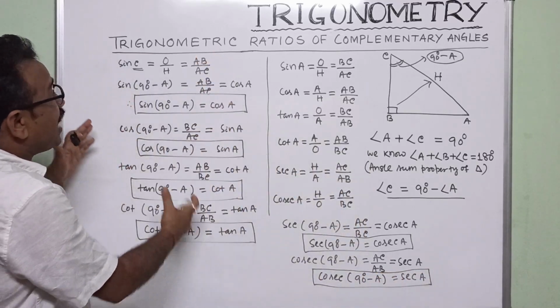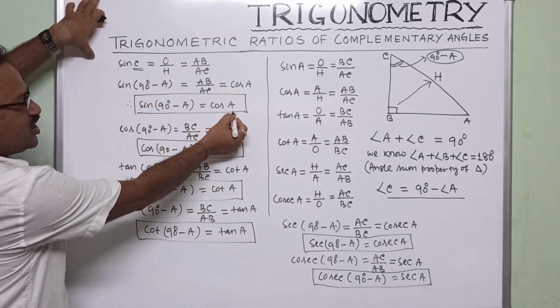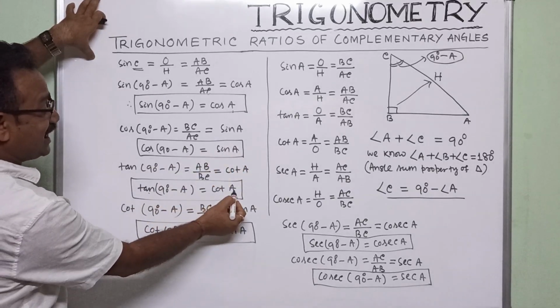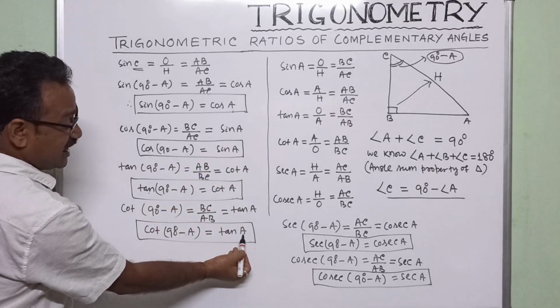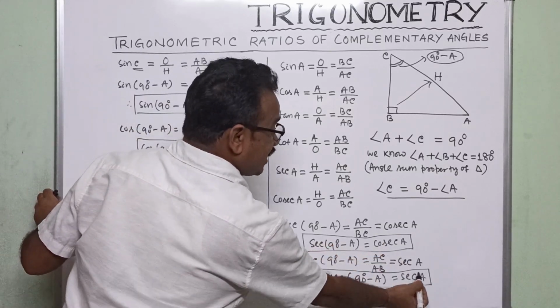Now see the complementary angles. Sin 90 minus A is cos A. Cos 90 minus A is sin A. Tan 90 minus A is cot A. Cot 90 minus A is tan A. Sec 90 minus A is cosec A. Cosec 90 minus A is sec A.